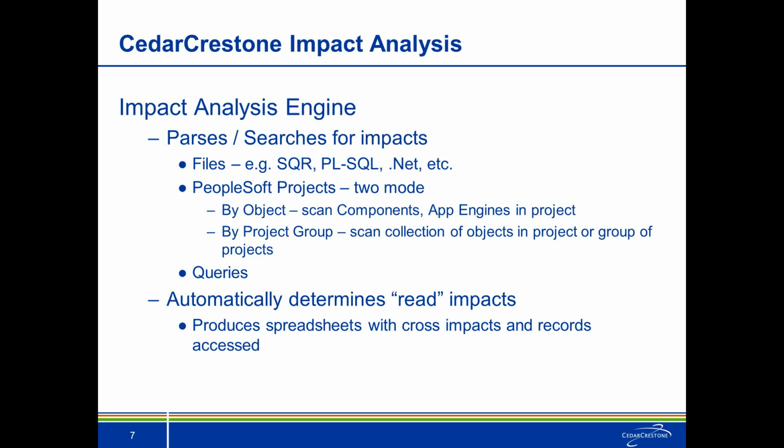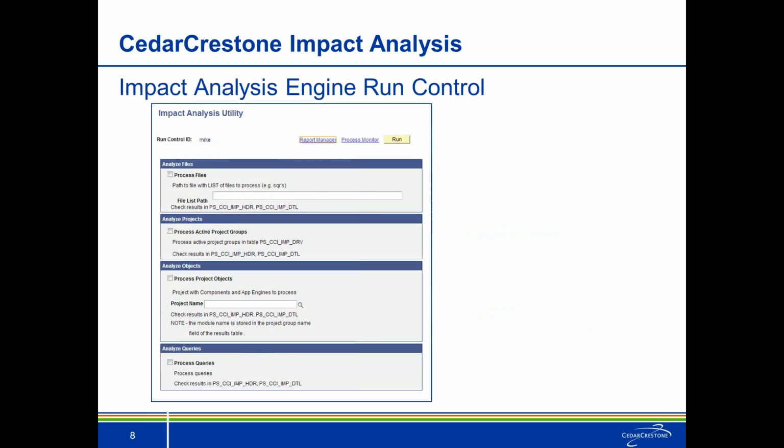And what it attempts to do is if it finds something, for example, like a component, it'll see what records are on the component, what subpages, and recurse things, what PeopleCode is attached to the component and the records, and parse the PeopleCode, that sort of thing. It automatically determines your read impacts. That's what it's for. Here's what its run control looks like, and I'll lift that. Here we go. You should see it now.